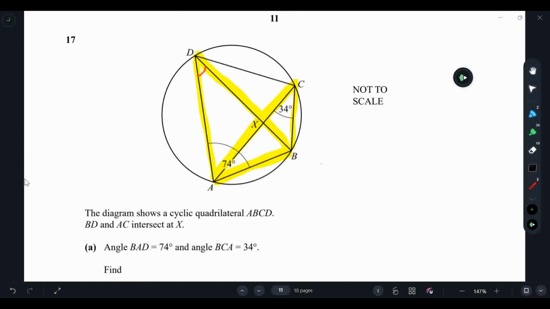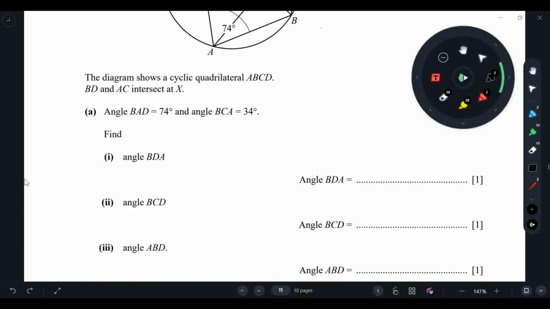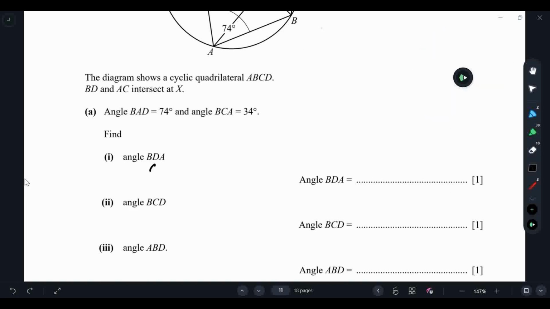So this will be equals to 34. So we can say, let me write it over here. No need to write in the exam, but just for the sake of understanding, we can write it as that, as they are subtended by the same chord, so this will be equals to 34.